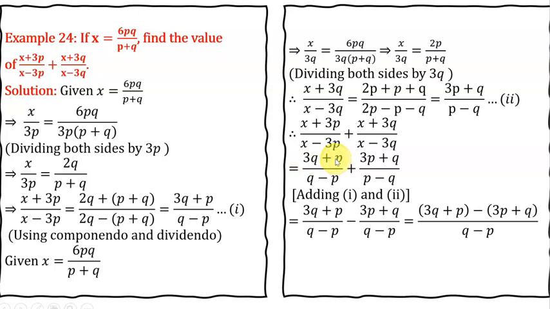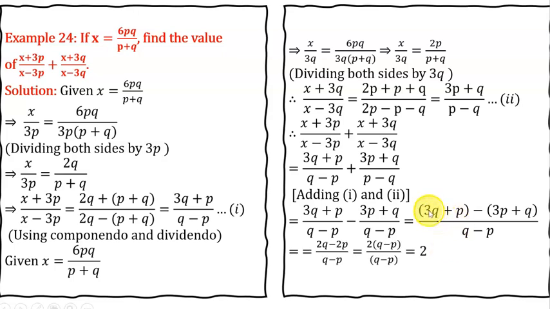If you take the negative sign common, this term stays as it is: (3q plus p) upon (q minus p), because here the denominator is q minus p, and here it is p minus q. To make the denominator equal, we take minus as common from the denominator, and hence it becomes q minus p. Now by subtracting, (3q plus p) minus (3p plus q) upon (q minus p). Now open the bracket.